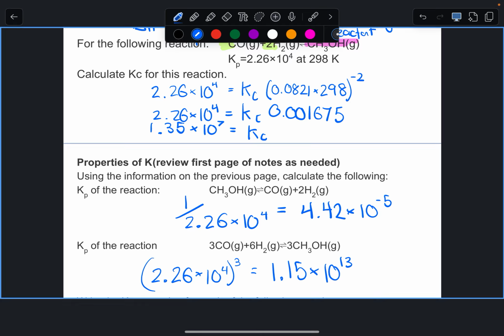Why did you use a 2.26 instead of the 1.35? Yeah, good question. Because this one said Kp of the reaction, so I want to start with the Kp. So this one up here, use a highlighter, this is your Kp value. This one was Kc. So I take the Kp, but then I flip it around. So the reaction's still the same. It's just, are we doing it in pressures or are we doing it in molarities? And the only way you know that is if it says Kp versus Kc.